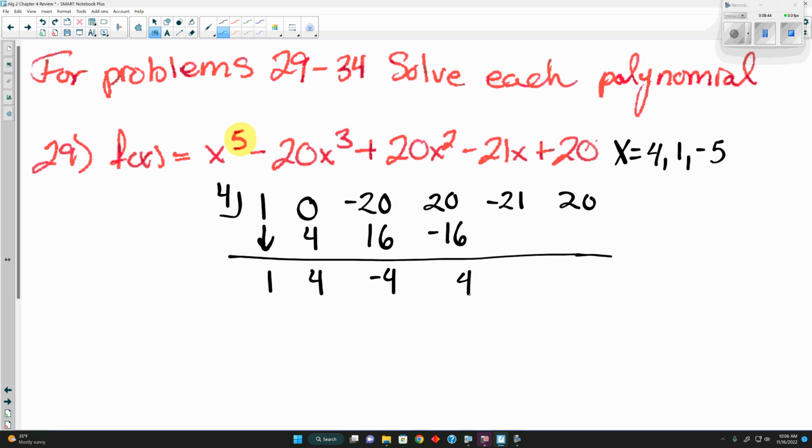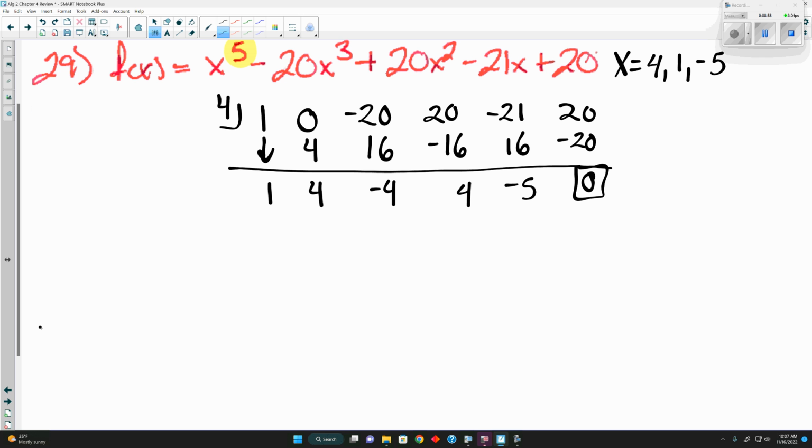4 times 4 is 16. -21 plus 16 is -5. And lastly, 4 times -5 is -20, which does give us 0. One of the things I will say, especially on the test, is if you see that the graphing calculator tells you that the y value is 0, and you get a remainder other than 0, go back and look at the numbers, because it should give you 0.